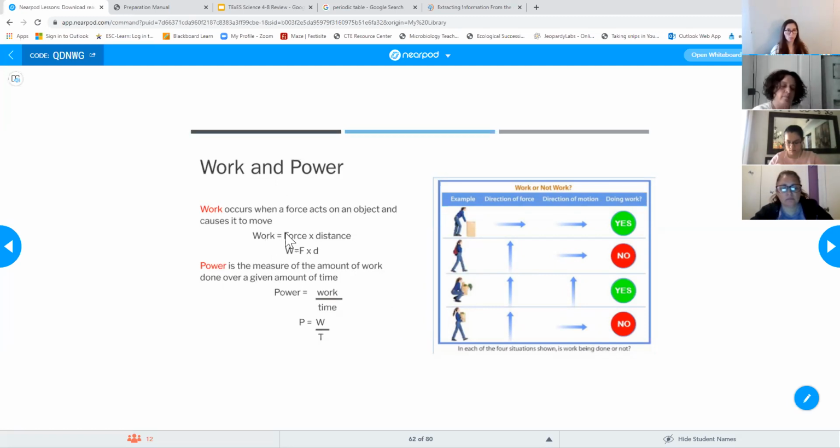So for work and power, you do have to know the formulas. You do have to know how to calculate using the formulas. Work is equal to force times distance. That's how I calculate work. And power is the measurement of the amount of work done over a given amount of time. If I combine these two formulas, I could say that power is equal to force times distance divided by time, if I wanted to calculate power and was given only force, distance, and time. So you do have to understand those formulas and how they work.